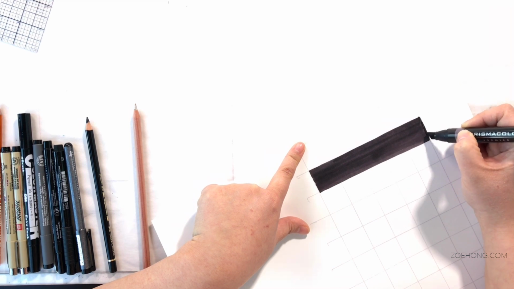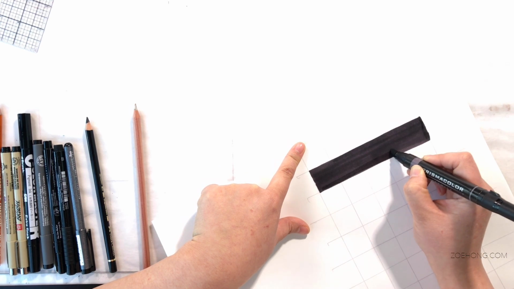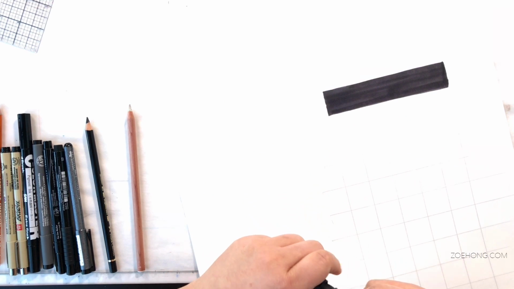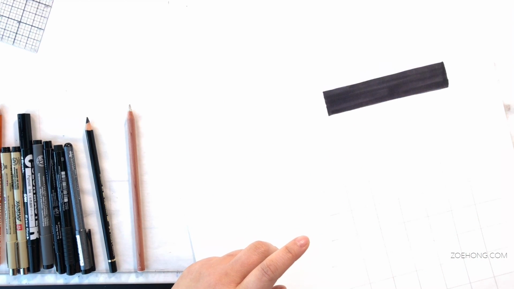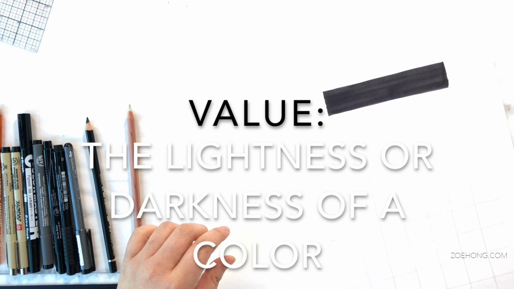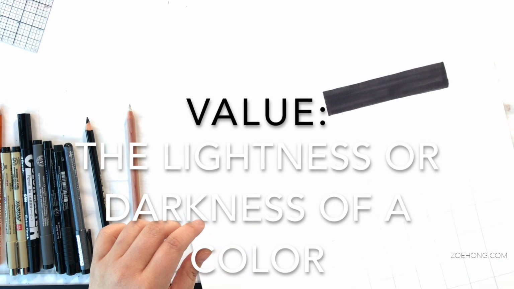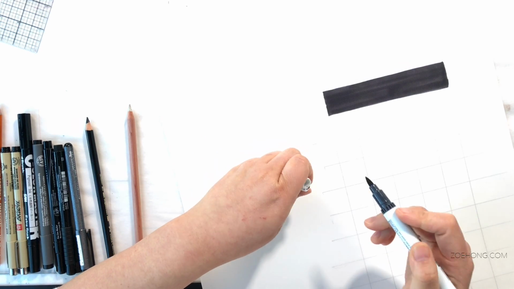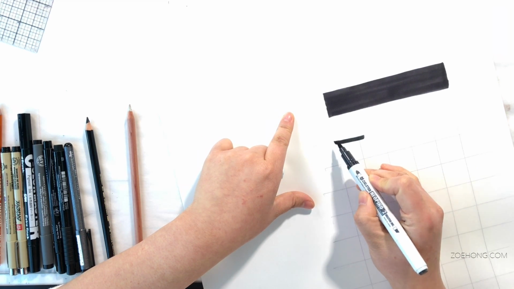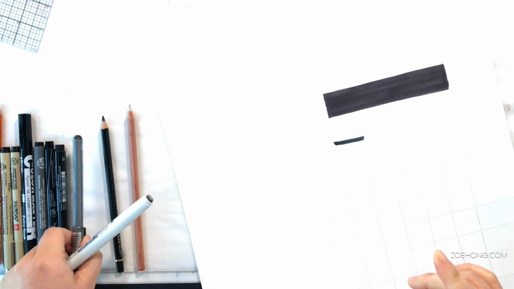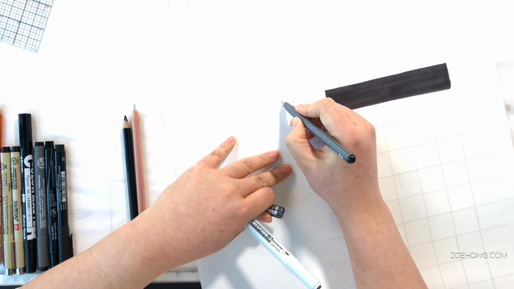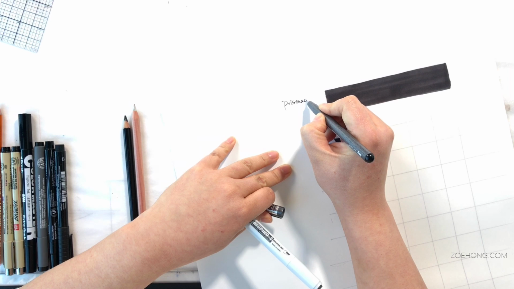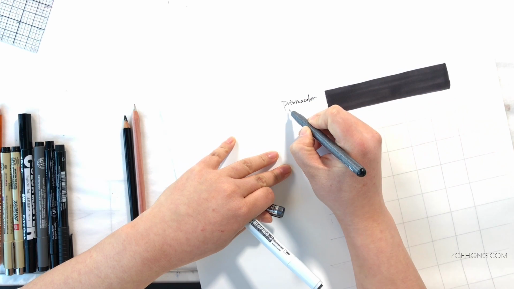Now, I'm going to use these words a lot in this video series, value and tone. Okay? So value means the lightness or the darkness of a color. So when I say, look at all these values, it means look at how all these different colors, some are light and some are dark. You have all these lightnesses and darknesses of shades of black.